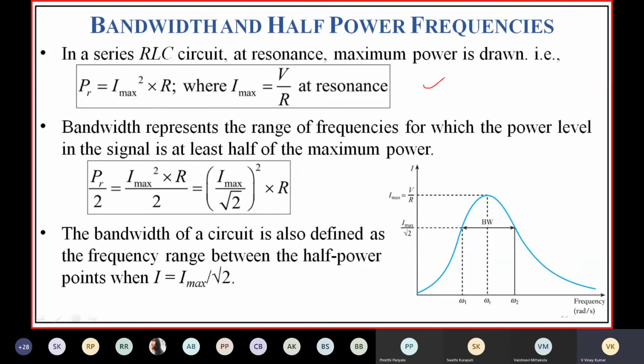And here, in a series RLC circuit at resonance, what is the maximum power? Only resistance is present, Z is equal to R at resonance, right? So what will be the current? Current I max is equal to V by R only. What will be the power? Power is I max square into R.